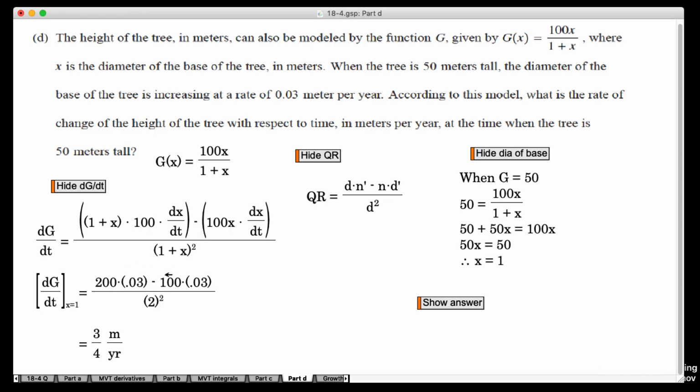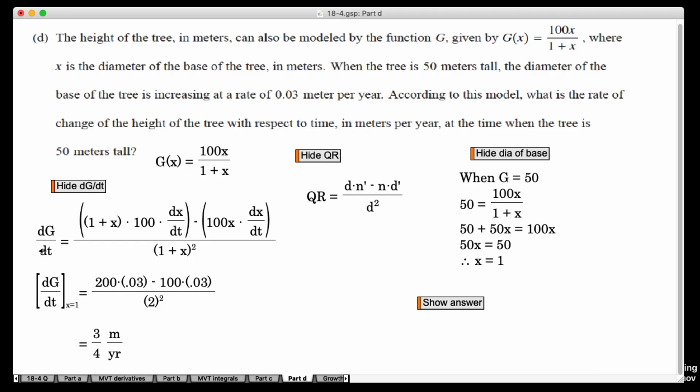That's 0.03 minus the base is 1. So 100 times 1 is 100 times 0.03. And that's over base is 1, 1 plus 1, which is 2 squared, or 4. So if you just do this arithmetic right here, this becomes 3/4, and that's meters.